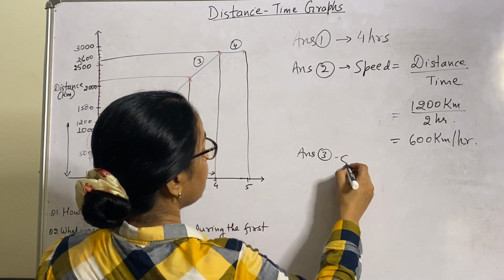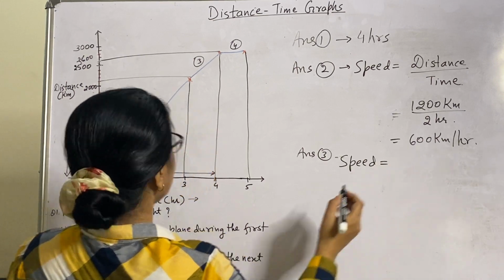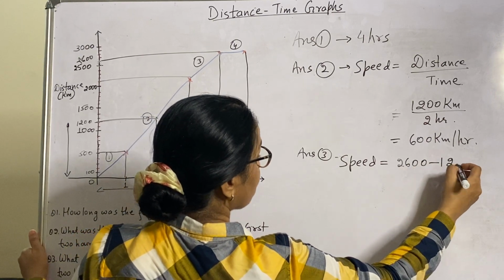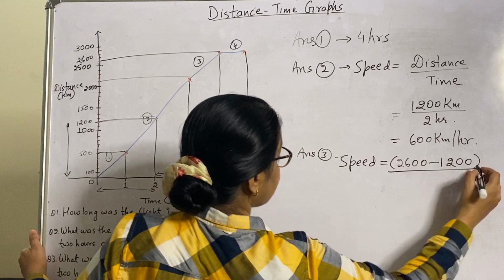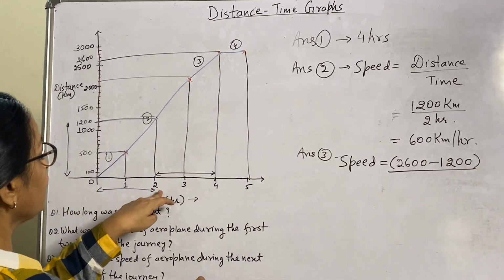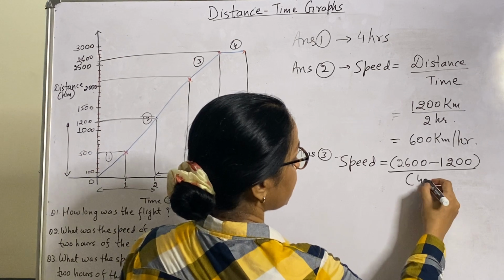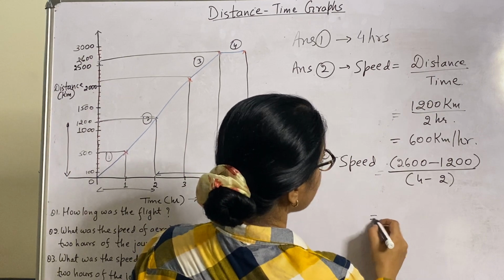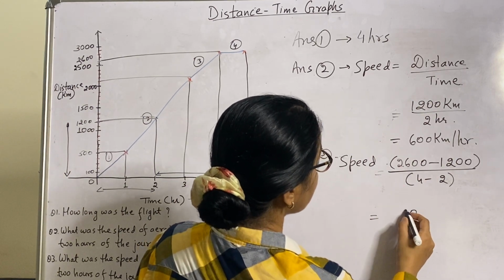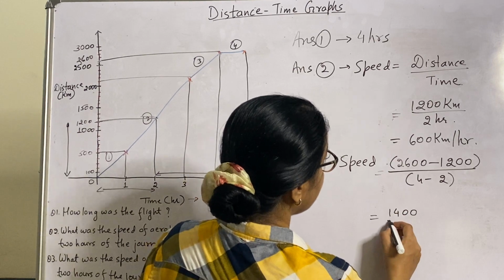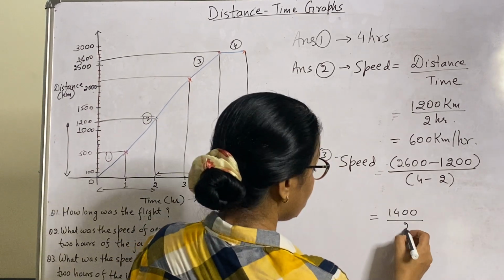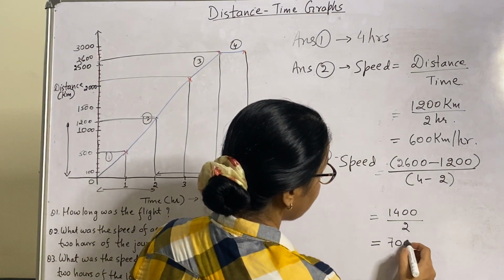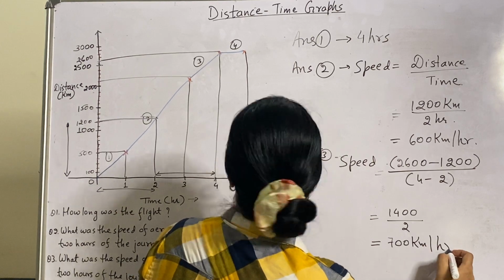The speed would be what? Speed would be distance, which is 2600 minus 1200 kilometers, and time, for the next 2 hours from 2 to 4, is 4 minus 2 hours. Right? So 2600 minus 1200 is what? 6 minus 2 is 4, and 1. And here 4 minus 2 is 2. So in the next 2 hours, the speed is 700 kilometers per hour.